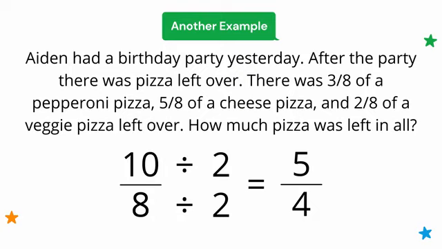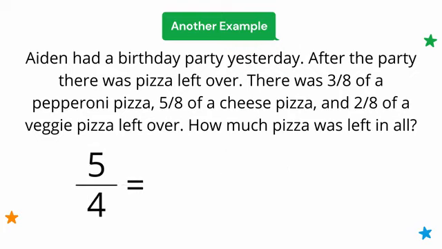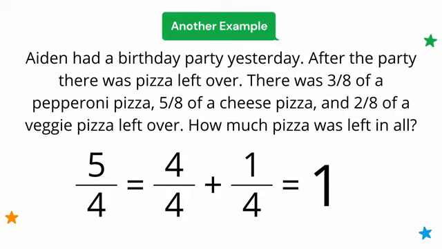Now, we could choose to leave our answer as 5/4, or change this improper fraction to a mixed number. To change 5/4 into a mixed number, I'll start by taking out one whole. In this case, 4/4 is one whole. I know that 4/4 is one whole because the numerator is the same as the denominator. In 5/4, there's one whole and also 1/4 left over. I can rewrite that 4/4 as one whole to get the mixed number 1 and 1/4.